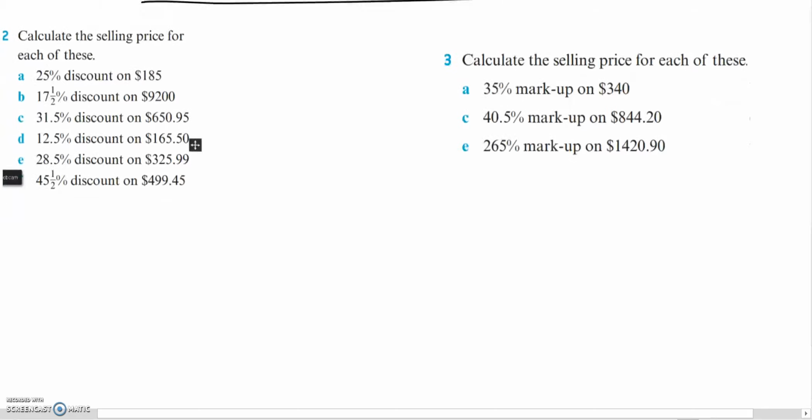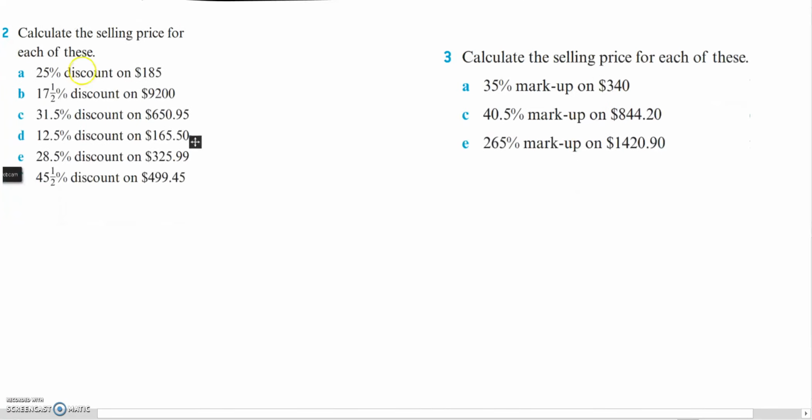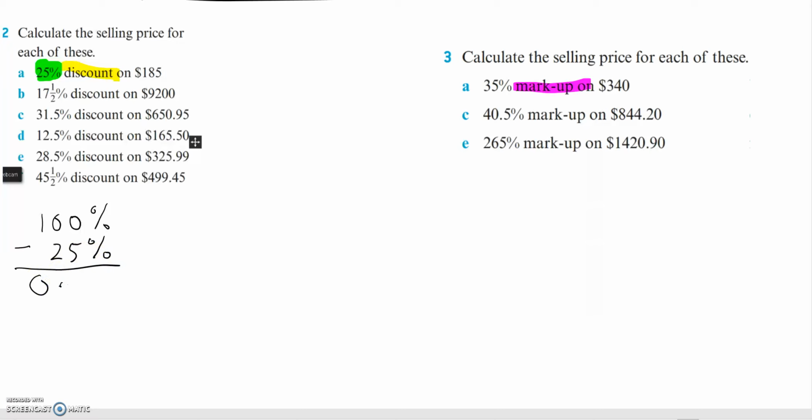Moving on. Calculate selling price on discounts. I'll highlight that discount, and then on a markup. So discounts obviously meaning we're actually taking it a little bit cheaper. There's a couple of little steps involved in this also as well. The easiest way to think about it is take this 25%, and we're going to take that away from 100% to start with. So we have our 100%. We're going to minus our 25%, and we end up with 75%.